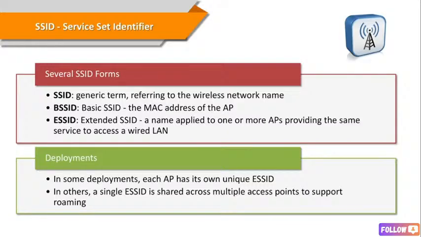Now, in some deployments, unique ESSIDs are applied to each individual access point. In others, all access points that offer access to the same wireline network are given identical ESSID values to help foster roaming between the various access points. But generally speaking, when analyzing wireless LANs, we want to discover the BSSID, the MAC address, and the ESSID, the name applied to the wireless network as a whole, with a unique value typically applied to each individual access point.